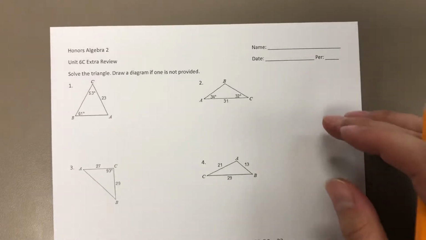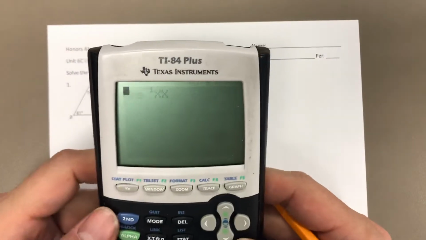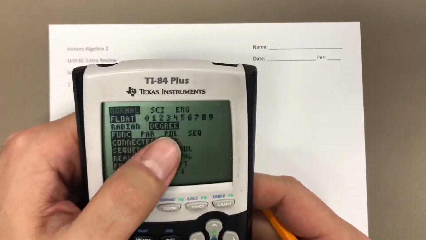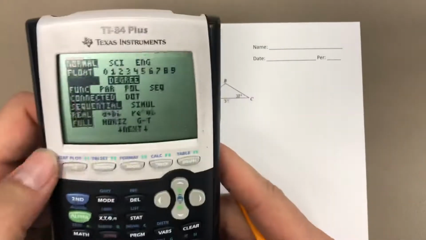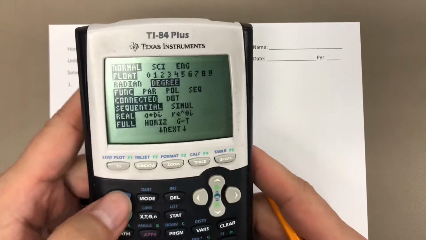We're going to work on the Unit 6C extra review right now. Just make sure that you have out a calculator, and make sure that that calculator is in degree mode. To go into degree mode, just hit the mode button here, and then make sure that the degree function is highlighted. If it isn't, then just scroll over to degree, hit enter, and then you can quit out of it.